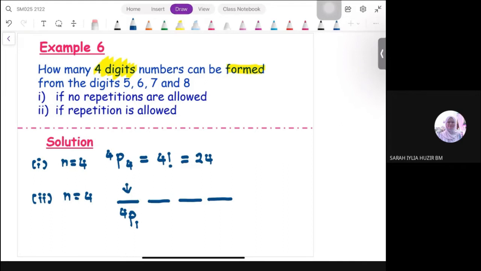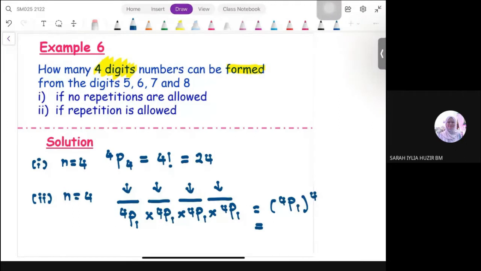So, 4P1 here. And then the same thing would happen on the second box because we still have 4 options. Okay, sebab nombor tu boleh pakai banyak kali. So, we have to times with 4P1. And then the same thing would happen for the last 2 remaining digits. So we have 4P1 times 4P1, and this can be simplified as 4P1 to the power of 4. Alright, so 4 to the power of 4, our answer would be 256.